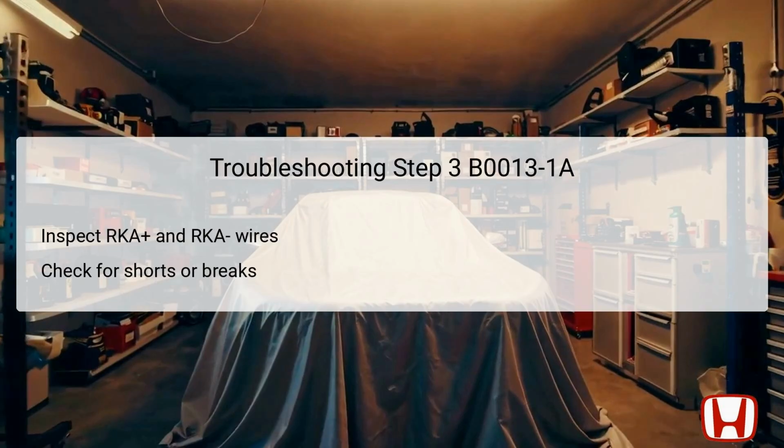With the SRS unit connector A disconnected, use a multimeter to perform a continuity check on the wires. You should expect to see more than 1 megaohm of resistance in normal conditions. If you find low resistance readings or shorts, this indicates a wiring issue that could be responsible for storing the DTC. Properly identifying issues in this circuit is crucial for restoring functionality to the SRS system.